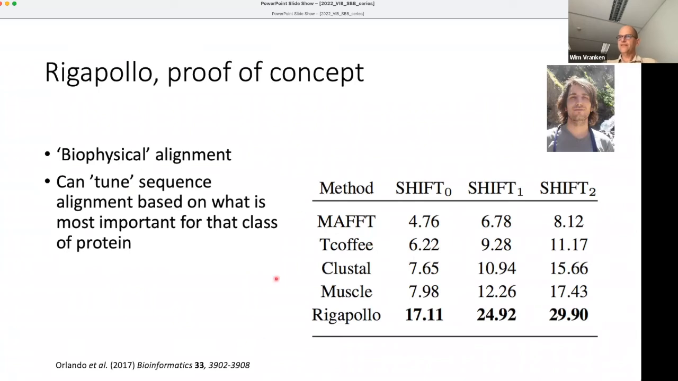So basically, we tried to align homologous sequences that were evolutionarily very far removed from each other. And if you look at traditional sequence alignment methods here, the performances were not very good. Our method was using not the sequence, but the biophysical profiles. So it was aligning, if you want, the biophysics of the protein in multiple dimensions, called Rigapolo. We got much better performances on the alignment. I mean, they still were not very good.